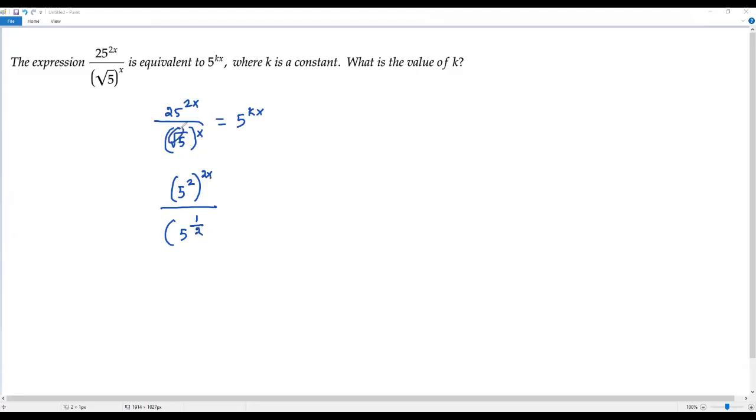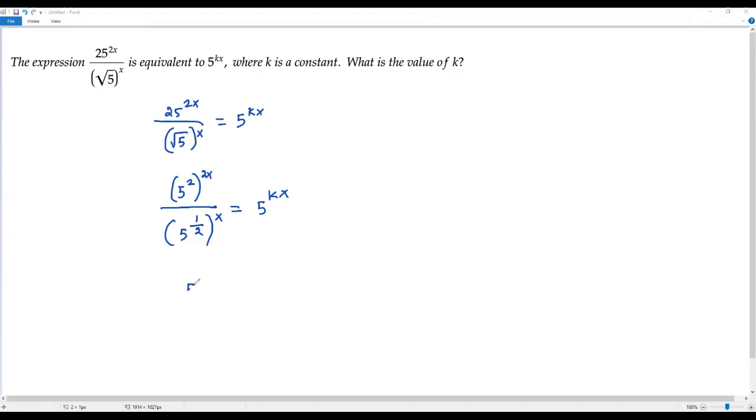Now I have written this radical, that is the square root, as an exponent. Then I'm getting the exponent 1 over 2 here, and we can take this exponent x as it is, equals 5 to the power of k times x. Okay, here a power is raised to another power. Whenever a power is raised to another power, we can multiply the two exponents using the power of a power rule.